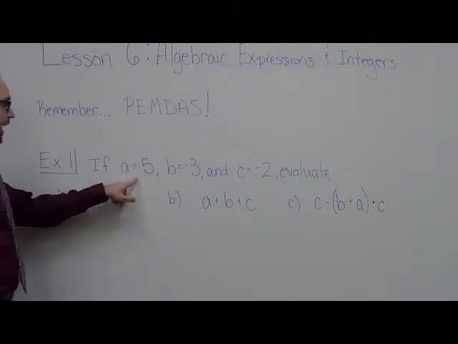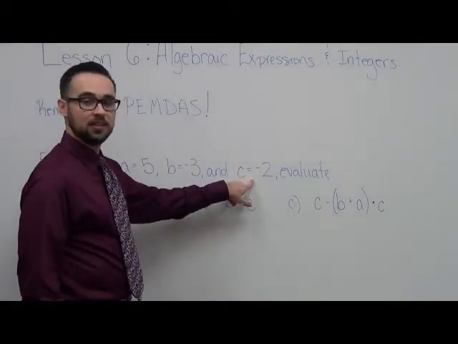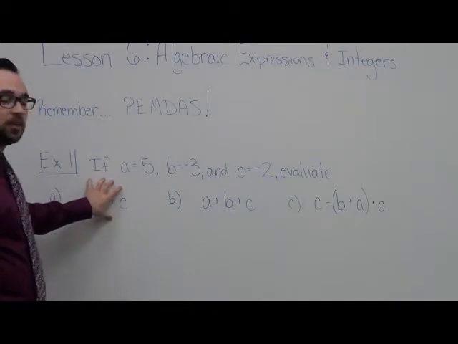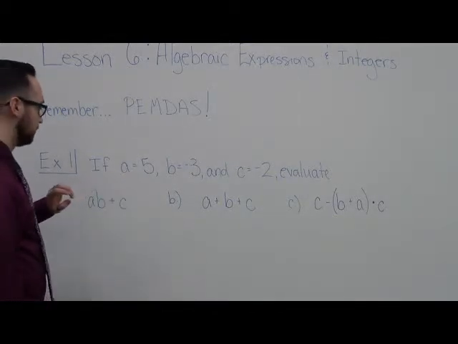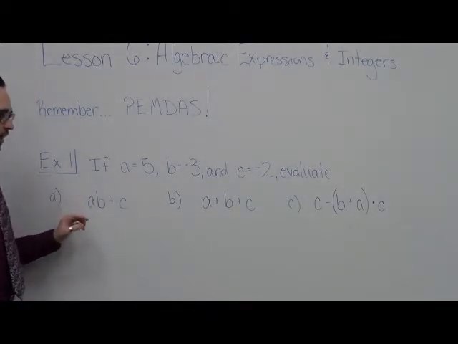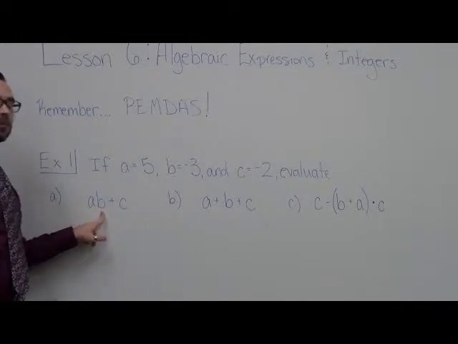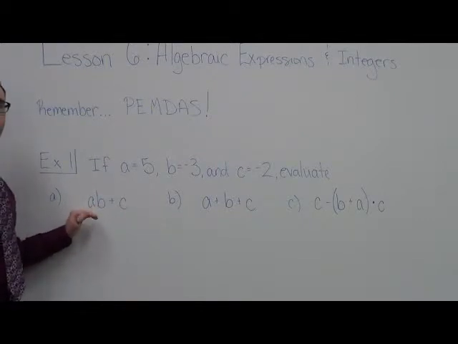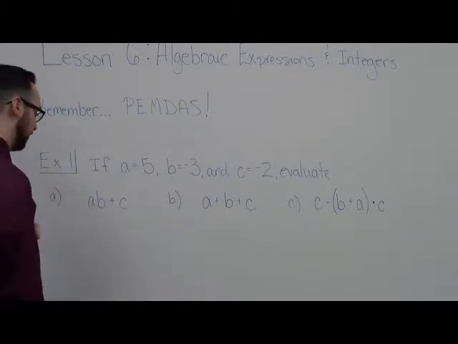So they give us A is 5, B is -3, and C is -2. So as we do this, the first thing we have to do is substitute in for the variables. Now, a few things I want to talk about. If there's no sign between them, so if it just says AB, that means it's multiplication. So you won't always see a multiplication sign in between it. If there's nothing there, that means it's multiplication.